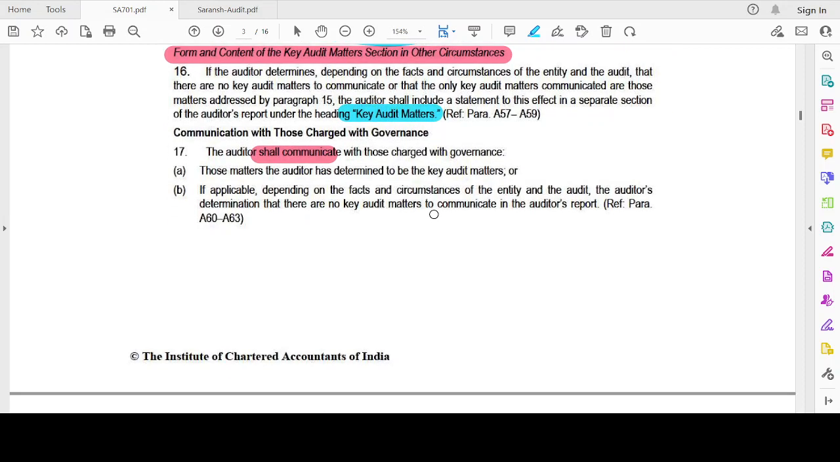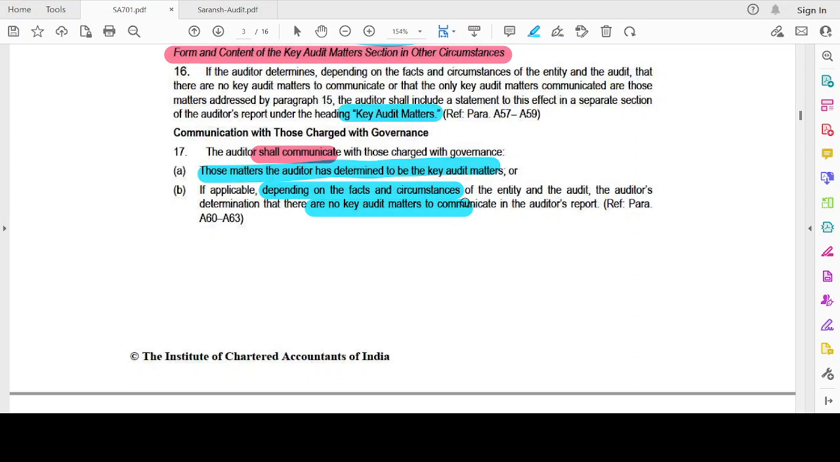Next, communication with those charged with governance. The auditor shall communicate with those charged with governance those matters the auditor has determined to be key audit matters, and depending on the circumstances, he may say there is no key audit matter to be communicated in the auditor's report for the current period.